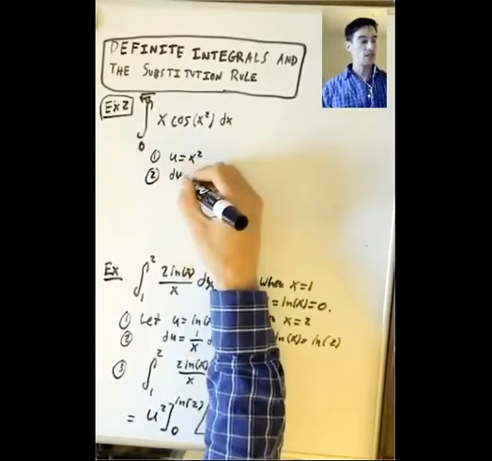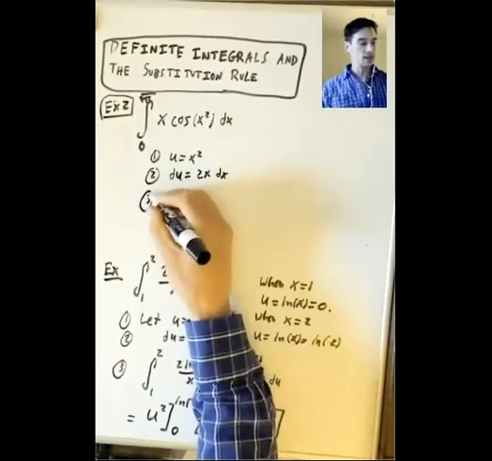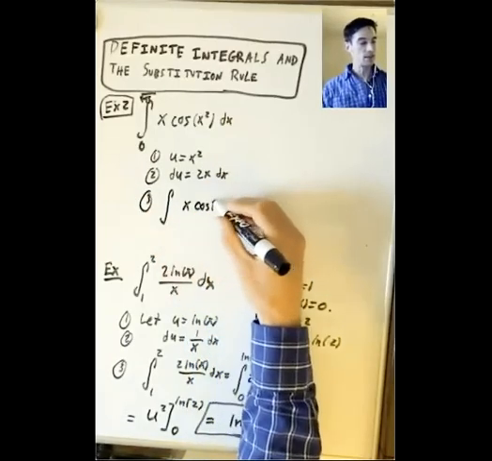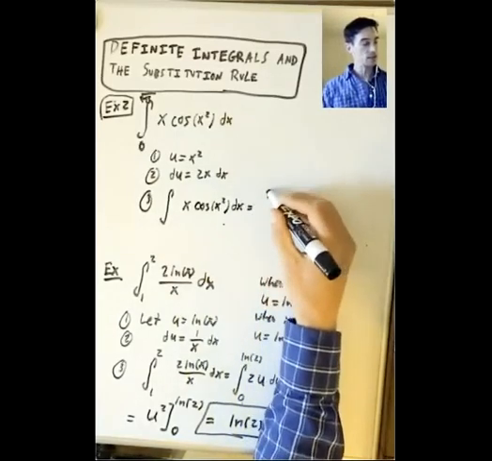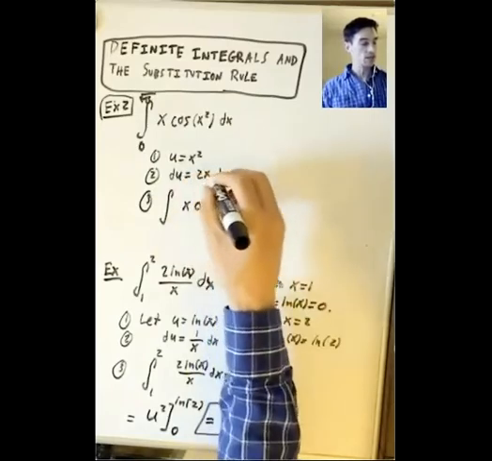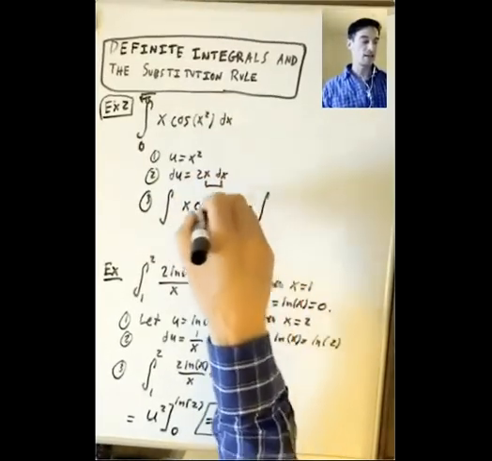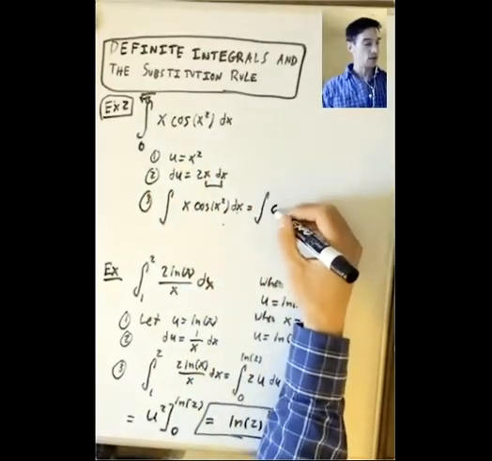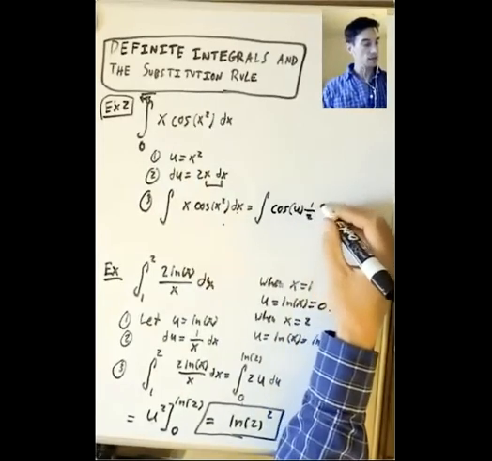So then du is 2x dx. And this integral that we started with, x cosine x squared dx, is equal to the integral, well, du is 2x dx, so x dx is not quite du. We have cosine u times 1/2 du.